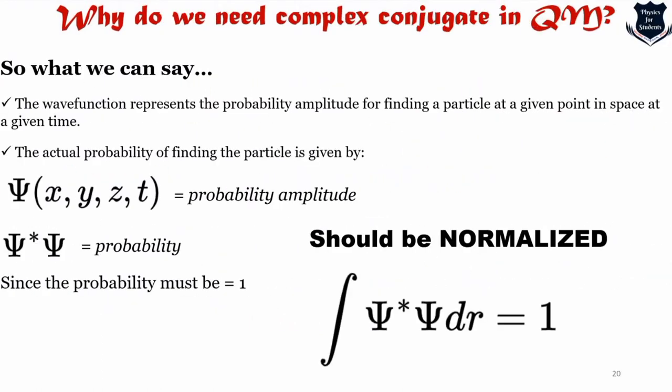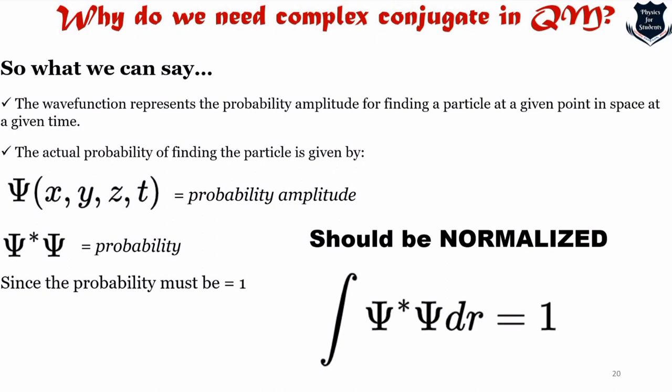Further, you can say that the wave function represents the probability amplitude for a given particle at a given point in space and a given time, and the actual probability of finding the particle is the psi of x, y, z, I have taken it as four dimensions with time, is equal to the probability amplitude, and when we normalize it by taking the integral and the complex conjugate, we get a value that is 1.